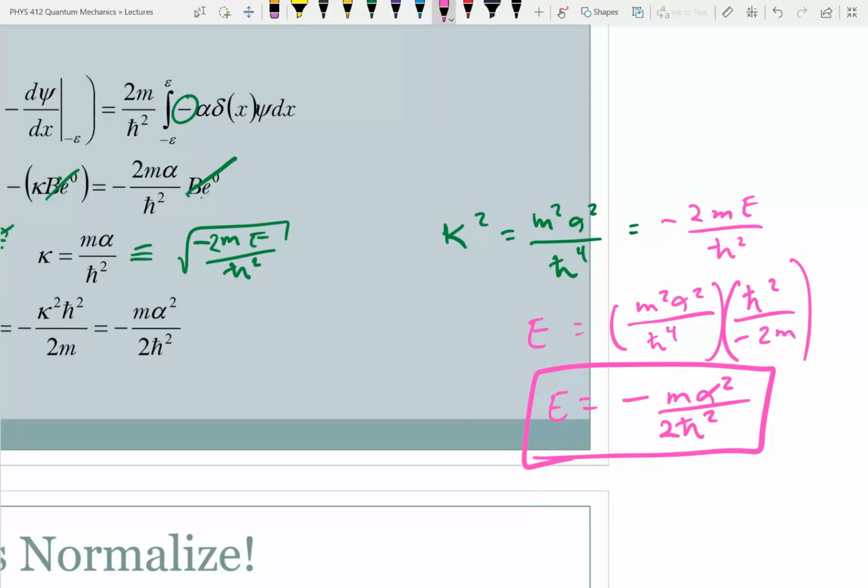How many quantum levels do I have for my energy? What is alpha again? Alpha was the size of the energy well. So for one particular system, you only have one energy. That's right. There's only one energy state allowed. If you make a delta function potential, you only have one energy possible.